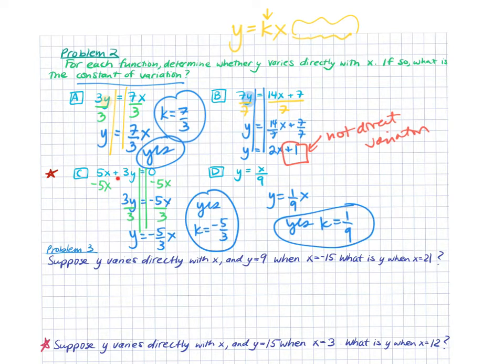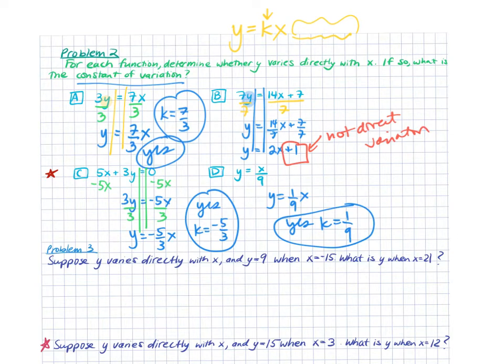But so here we had to get y alone by subtracting 5x from both sides and then dividing by 3. But there's nothing over here. Since this was 0, there's nothing being added or anything. This is just a number times x, which is negative 5 over 3. And that's our constant of variation. So yes, this varies directly with x.